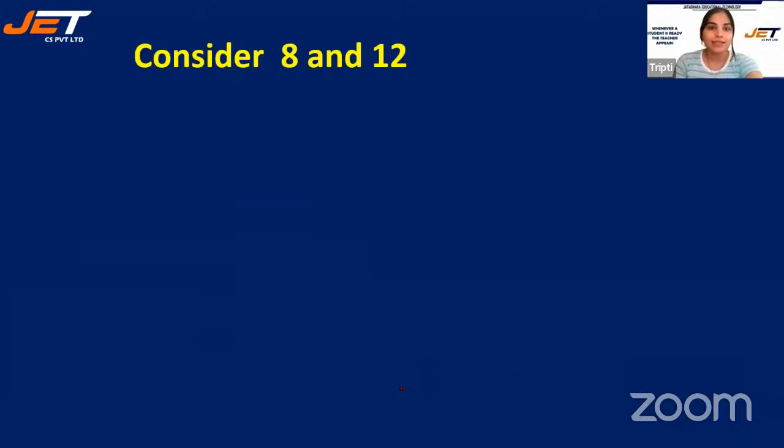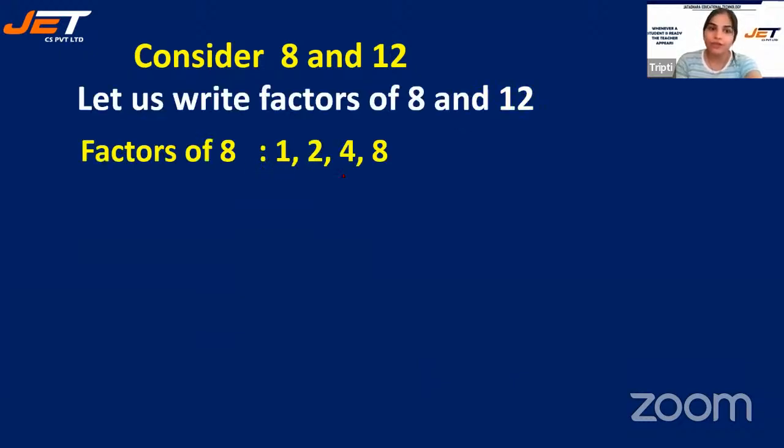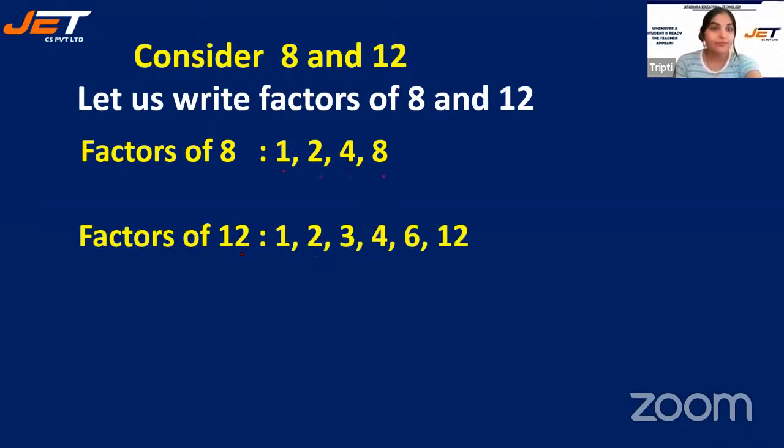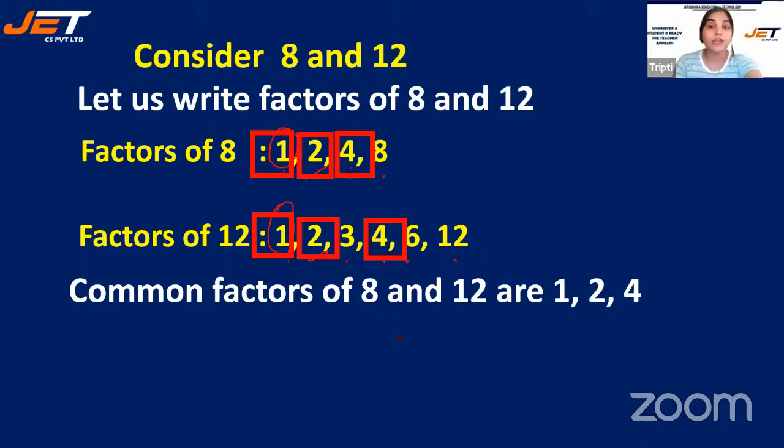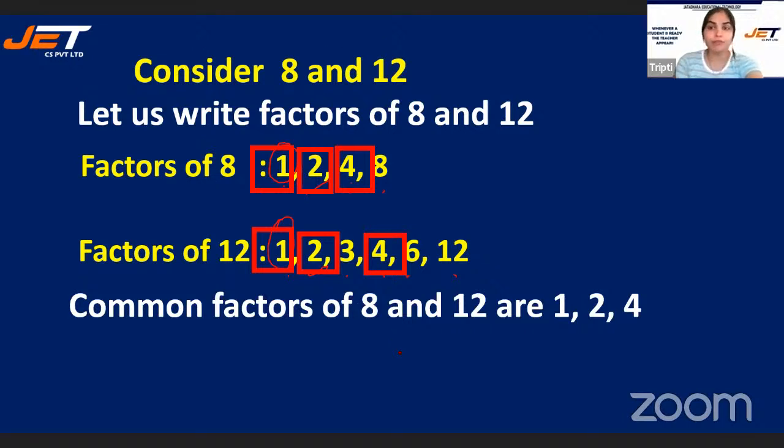Next, let's write the factors of 8 and 12. Factors of 8 are 1, 2, 4, 8. The factors of 12 are 1, 2, 3, 4, 6, 12. Okay. Now let's find out the common factors. I told you that 1 will always be the common factor. 2, 2 is there. 3, no, 4. Yeah, 4 is again a common factor. So I've got 3 common factors, 1, 2, and 4. Okay, 1, 2, and 4 are the 3 common factors.